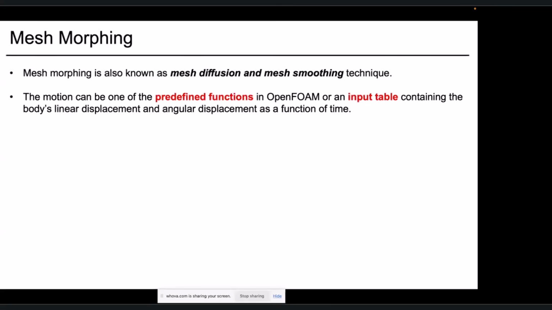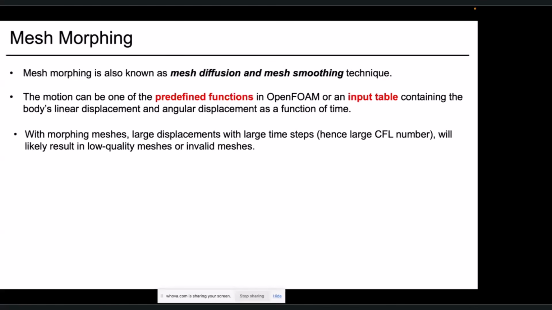Let's say you don't know the nature of the kinematics and the kinematics is obtained from an experiment. We can incorporate any such arbitrary motion of the body through an input table, which contains the body's linear displacement and angular displacement as a function of time.